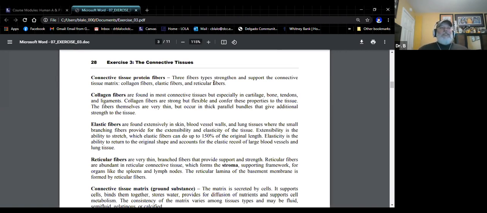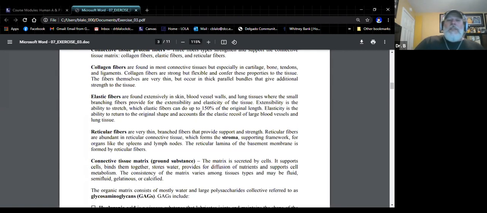So, elastic fibers are going to be found in places that need to be able to stretch, like some of our blood vessels and our lungs. Reticular fibers are going to give shape to certain organs that are very dense and have very particular shapes, like kidneys and the spleen and lymph nodes, the liver. These are all going to be higher in reticular fibers because they're going to be higher in reticular connective tissue, which is going to have more reticular fibers.